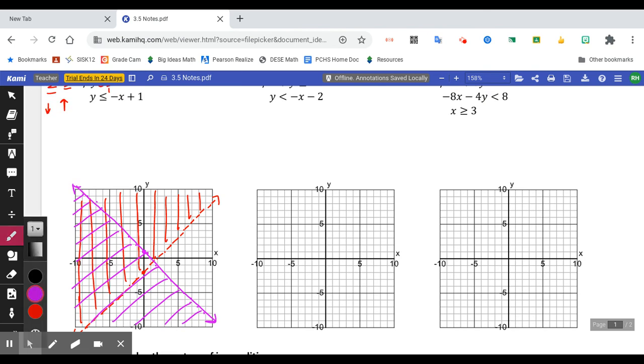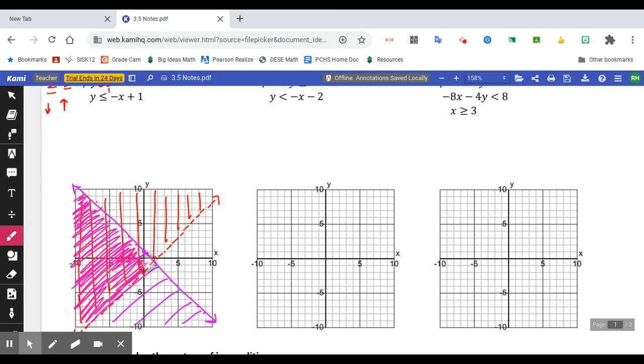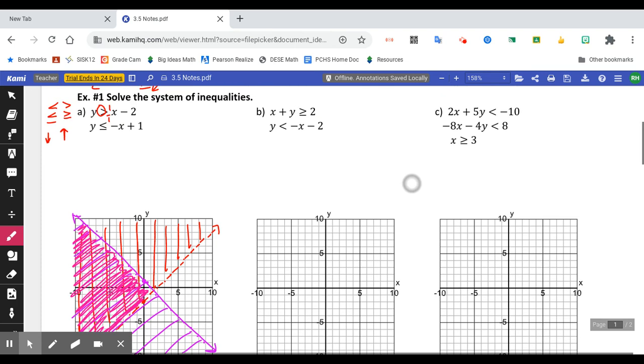So as you can see, where they overlap is this whole section right here where there's both purple and red. And we stop where it becomes just one section. Okay, let's try that again.